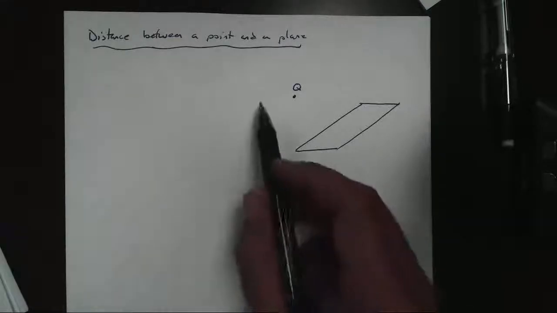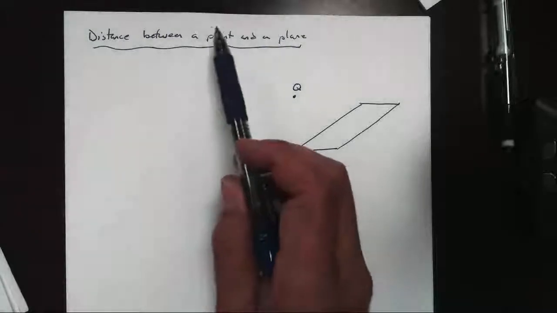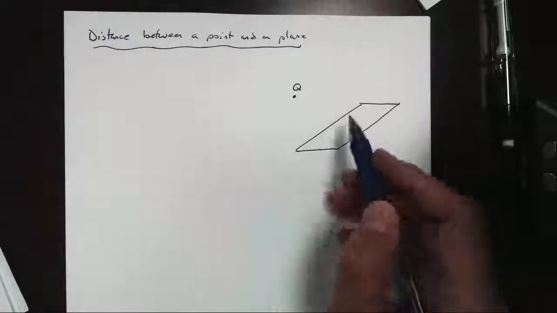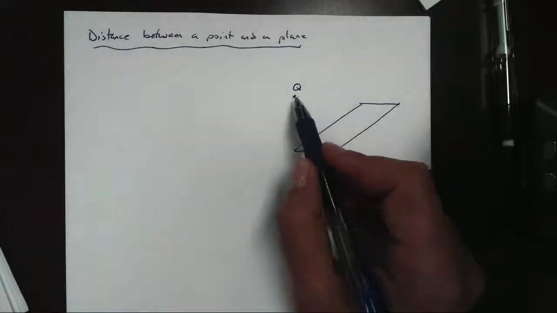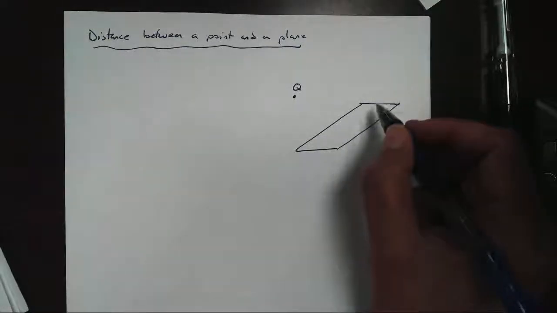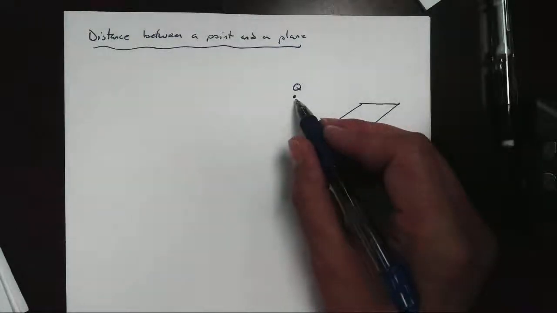Today we're going to find out how we find the distance between a point and a plane. Now we're going to keep it really kind of interesting. We're not going to put the point on the plane because how boring would that be? Distance is 0. Instead we're going to keep a point off a plane. So we have a plane right here and we have some point Q off that plane.